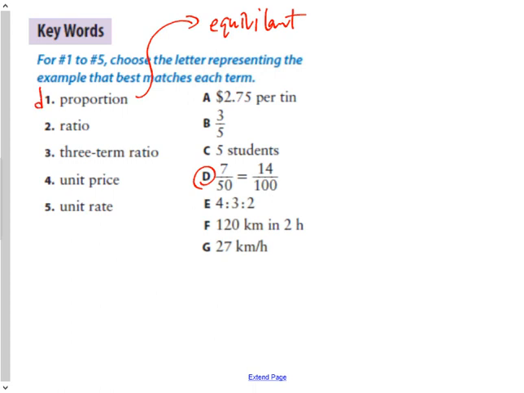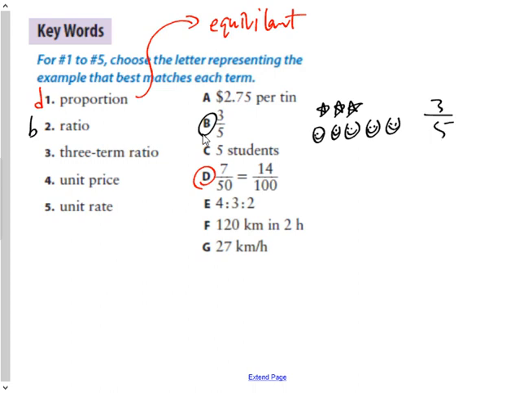A ratio is a comparison of two parts to each other, either part to part or part to whole. So ratio is one part to another. So right here for B, I changed my color for whatever. So B would be a comparison of 3 parts something to 5 parts another thing. So if we had stars to faces, we can say it's 3 parts to 5.